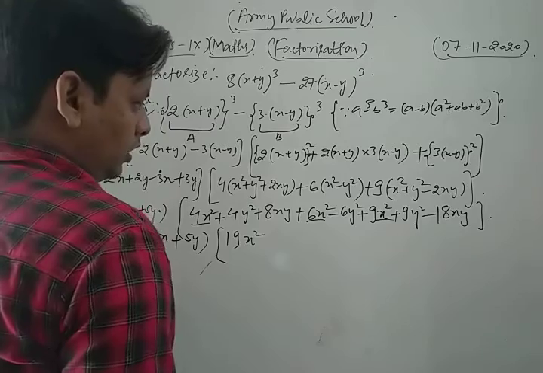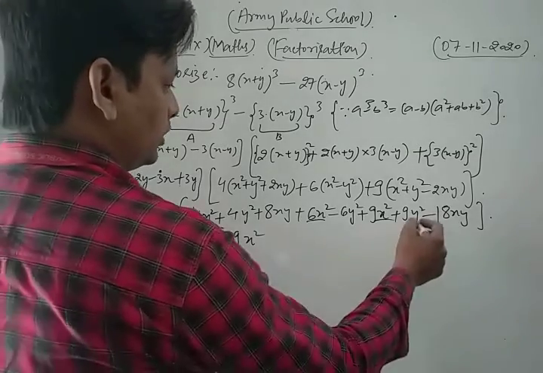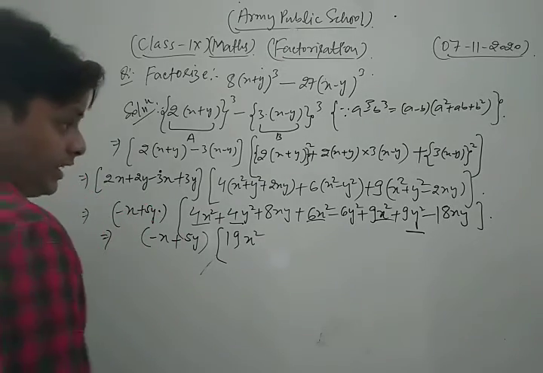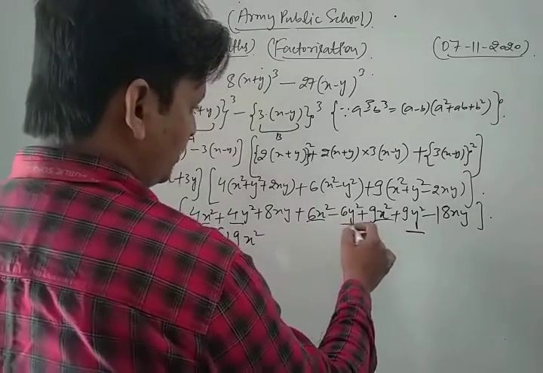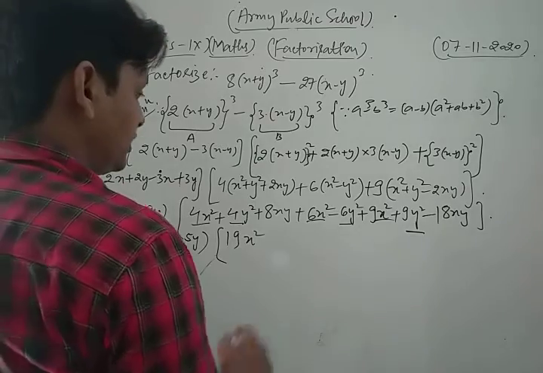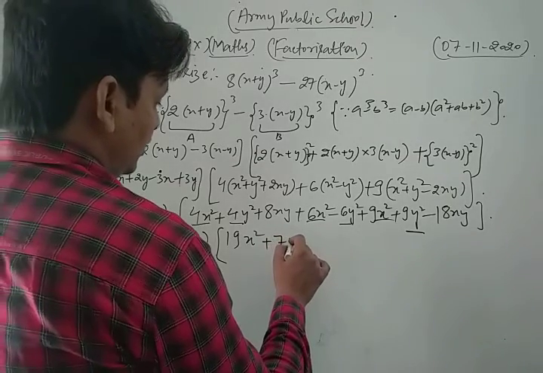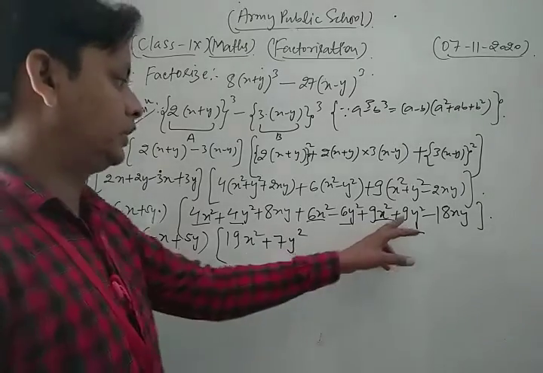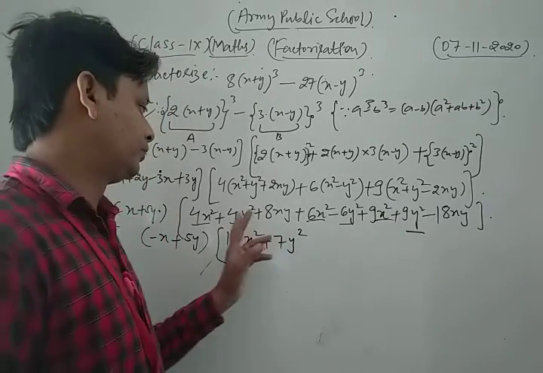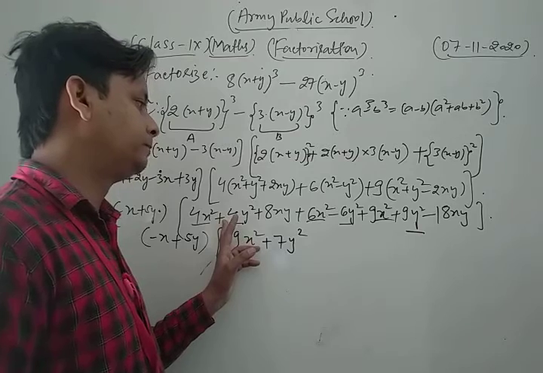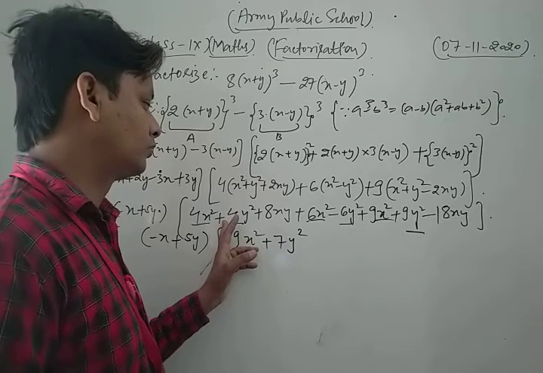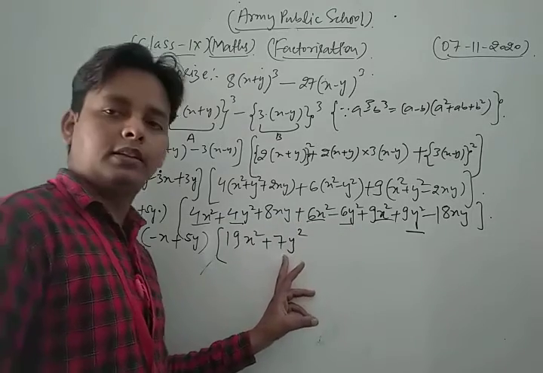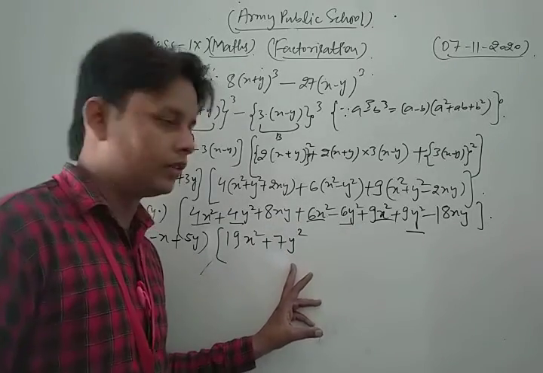Now y square is there. This is plus 9y square and plus 4y square. 9 plus 4 is 13y square, and 13y square minus 6y square means plus 7y square.